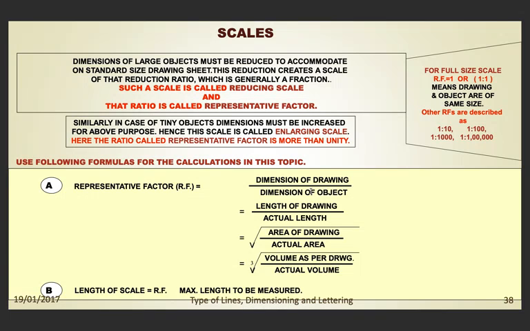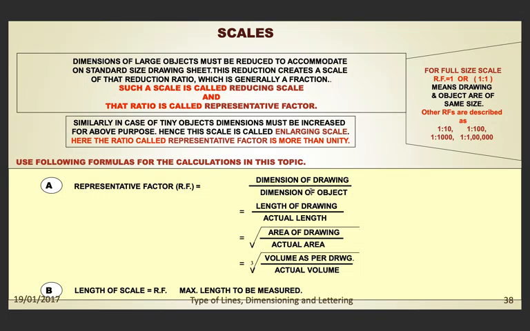Next is scales. Dimensions of large objects must be reduced to accommodate them on a standard size drawing sheet. This reduction creates a scale of that reduction ratio, which is generally a fraction. Such a scale is called the reducing scale, and that ratio is called the representative factor. Similarly, in case of tiny objects, dimensions must be increased for the above purpose. Hence, the scale is called an enlarging scale. Here, the representative factor is more than unity.